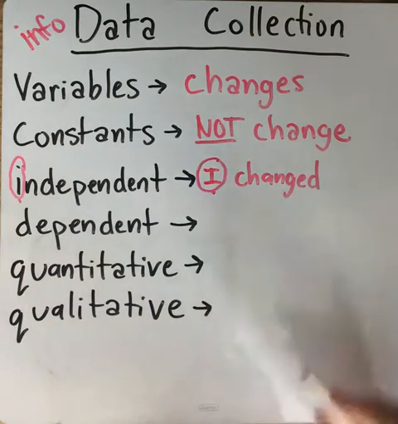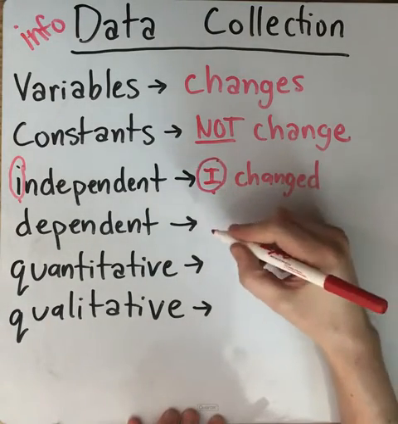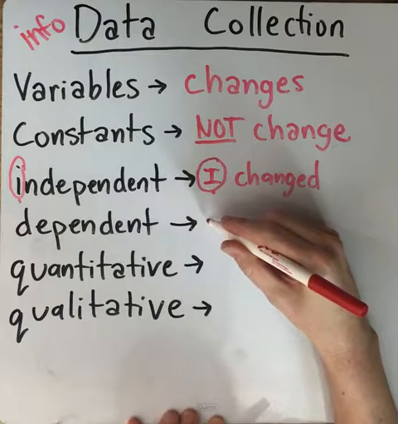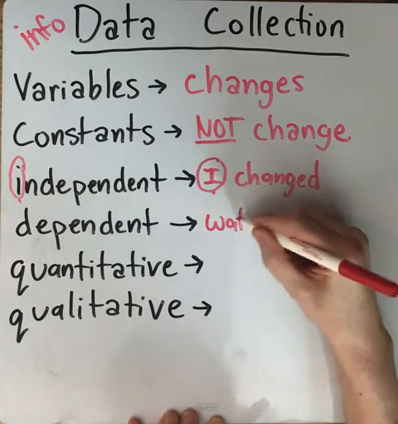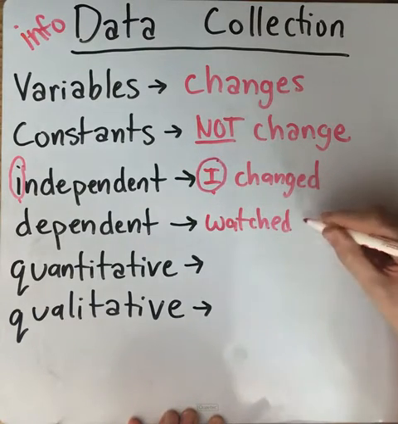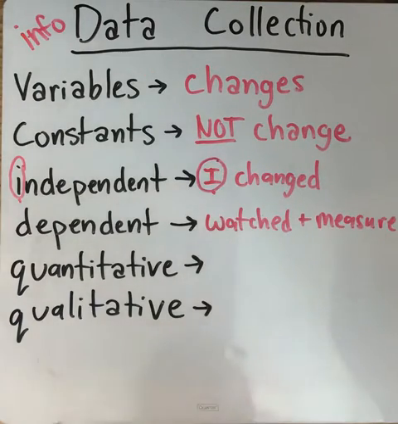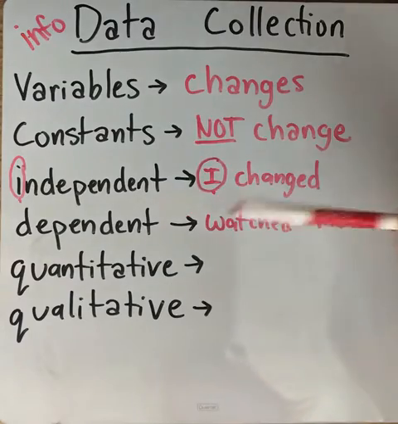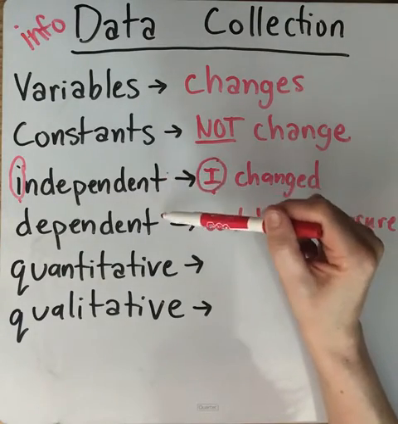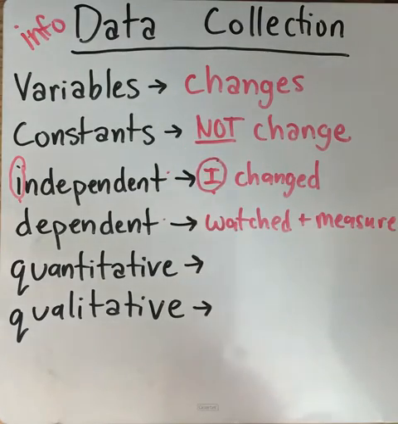The dependent variable is the variable that we watched and measured. We weren't sure what was going to happen. We had to wait and see what was going to happen. So that's your dependent variable. We're going to see that it matters which one is which when we make our data tables and our graphs. And so it's important to identify these correctly.